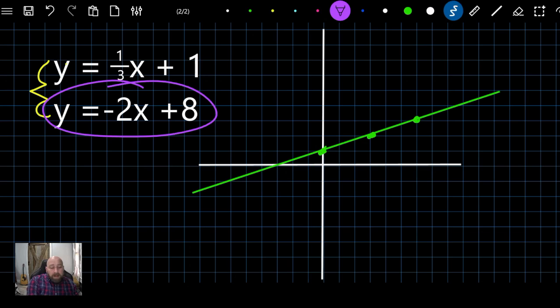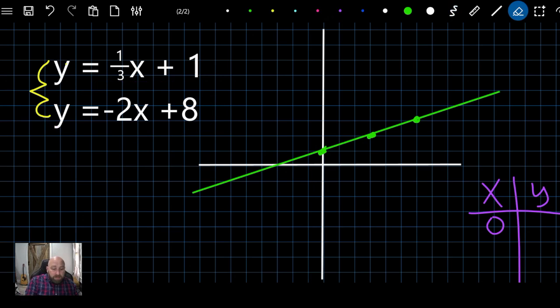This one we're going to graph with the x and the y chart. So I'll do an x and a y, and we'll do a chart. Remember I said, always start with 0 because it's easy. You don't have to. You can start with 1, but you want to start with a number, and we're just going to substitute it in for the x. So y equals -2 times 0 plus 8.